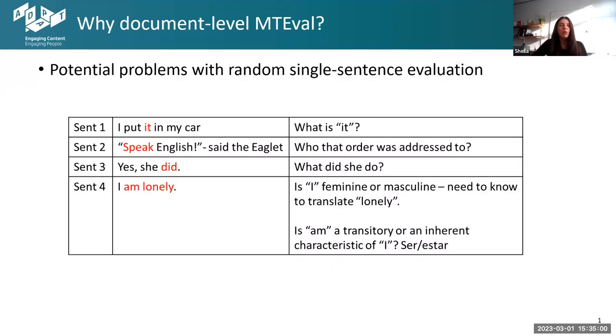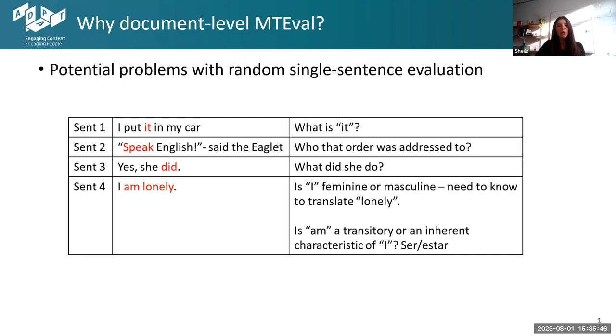Okay. So why did I start looking into document level evaluation? So you see, when sentences are evaluated in isolation, there are a few problems that we can come across. And mostly in the machine translation field until a few years ago, most of the evaluation was done at the sentence level. So for example, if you look at these examples that I have in this table, all the red parts here need to be defined in a context so we can translate and evaluate them properly. So if I say, I put it in my car, for some languages, we do need to know what each is to better translate, I put it in my car.